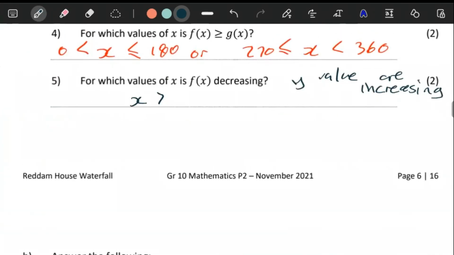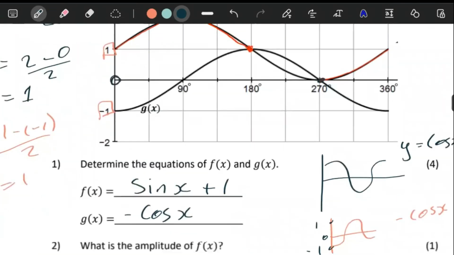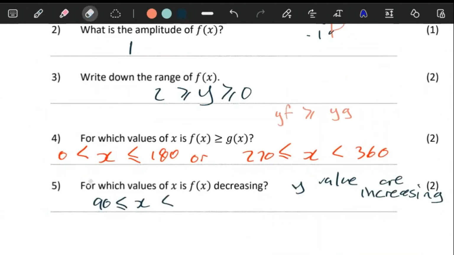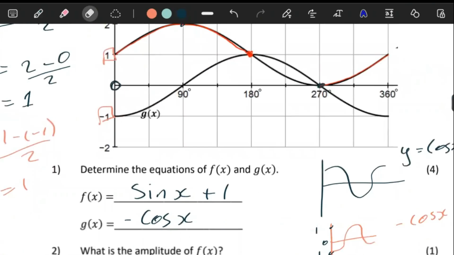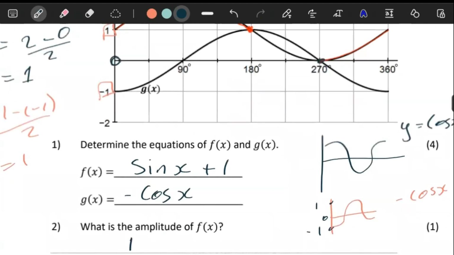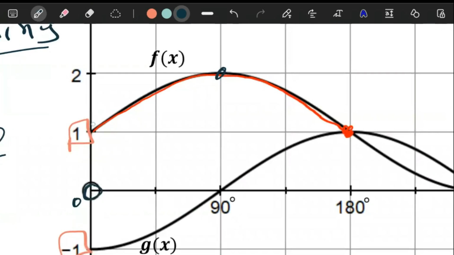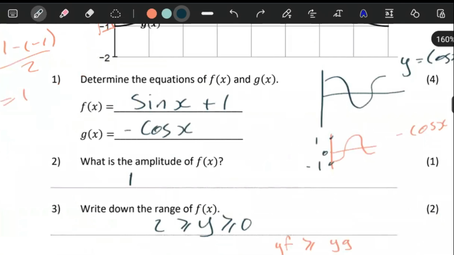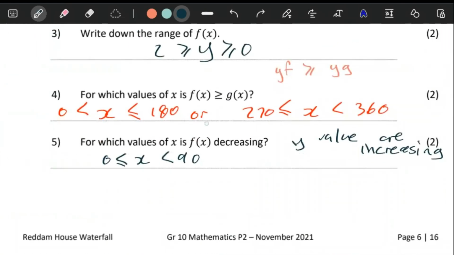Let me write it this way. X values have to be bigger or equal to 0 until 90, so smaller than 90. Bigger or equal to 0, but smaller than 90. The reason we're saying bigger or equal to 0 is because specifically where the x values are 0, the y values will be increasing, because to the left of this graph it would just have been looking like that. So it's at 0 here, it's going up until here. Here specifically, it's not increasing at all. So you have to say smaller than 90 instead of smaller or equal to 90.